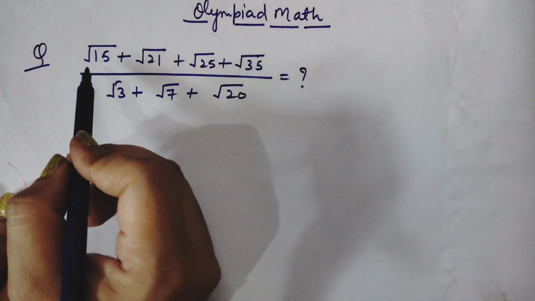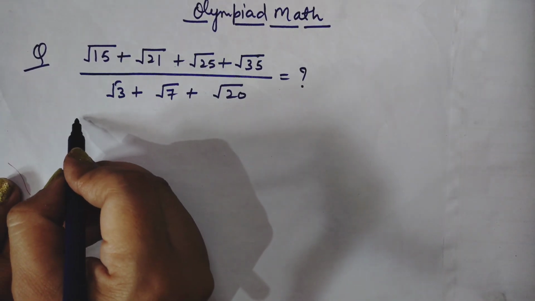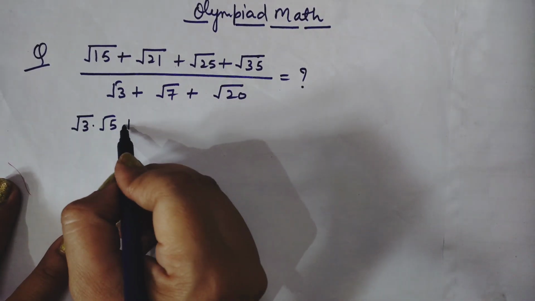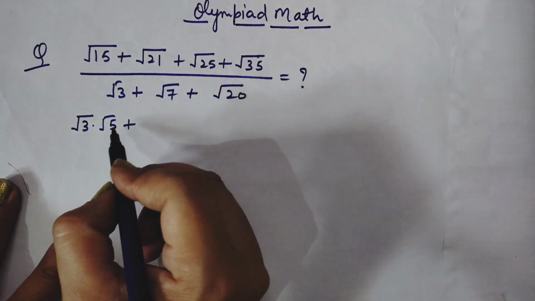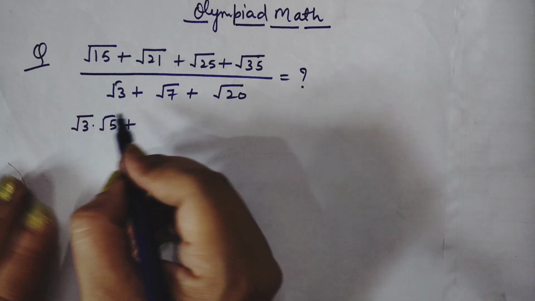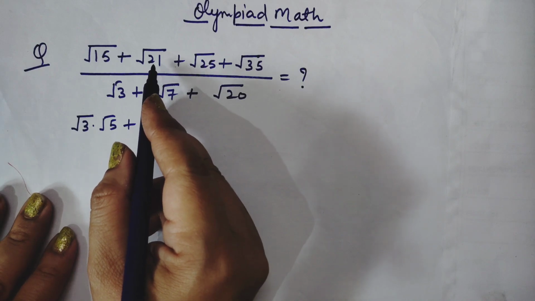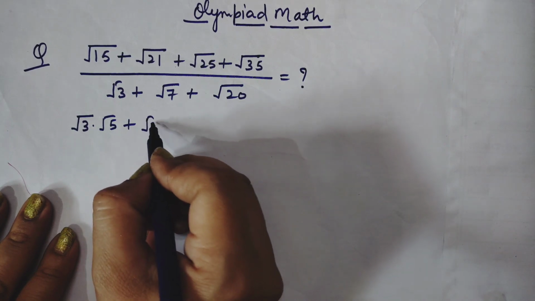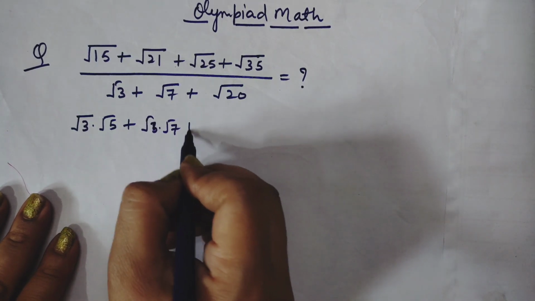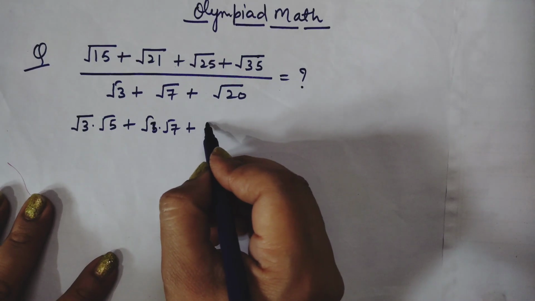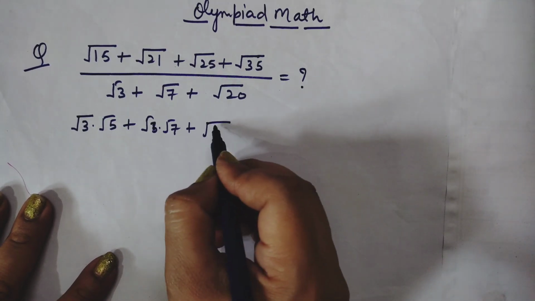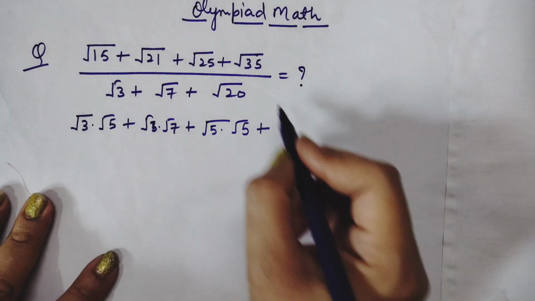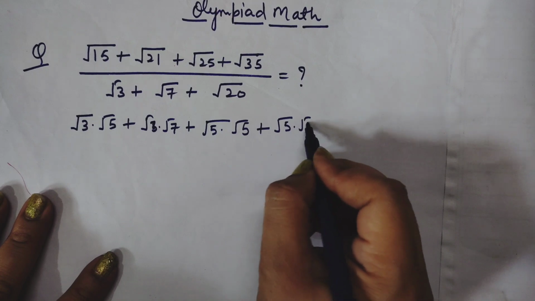First of all, you can see root 15. Can we split this root 15 in two parts? Root 3 into root 5. Similarly, we will split root 21 in terms of root 3 and root 7, since everybody knows 5 is not a factor of 21. Same, root 25 we will split into root 5 into root 5, and similarly we will write root 35 as root 5 into root 7.